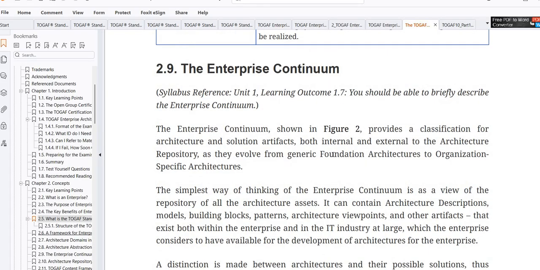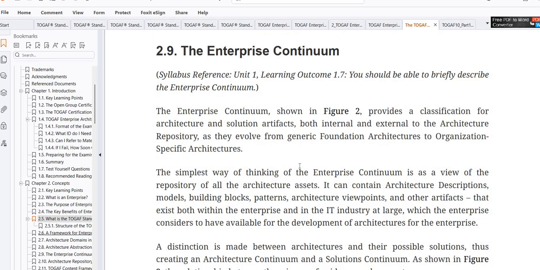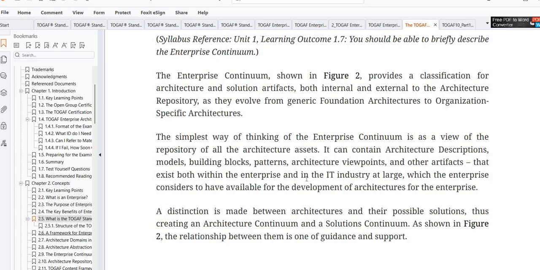So now we can see the basics: what is the enterprise continuum. It provides a classification for two things: the architecture continuum and the solution continuum. Okay, now the classification for the architecture and solutions covers both internal and external application repositories, from generic foundation architecture to organization-specific. Simply thinking, the enterprise continuum view is a repository of the architecture assets.